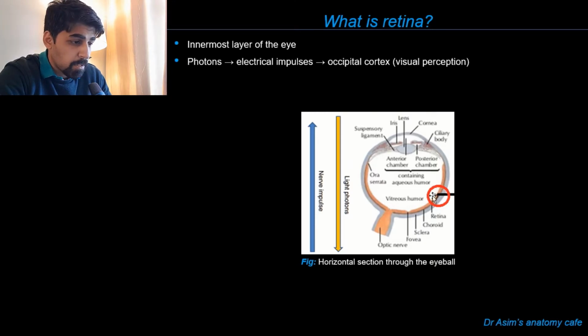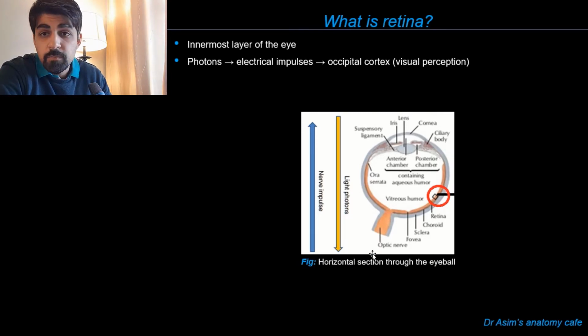As the light enters into the eye, the optics of the eye, including the cornea and the lens, create a well-focused two-dimensional image of the visual world on the retina. The job of the retina is then to translate those tons of photons into electrical neural impulses. These neural impulses are then sent back to the brain through the optic nerve all the way back to the occipital cortex, where the visual perception begins to happen.